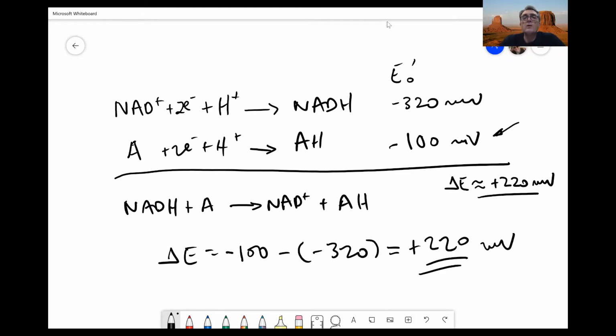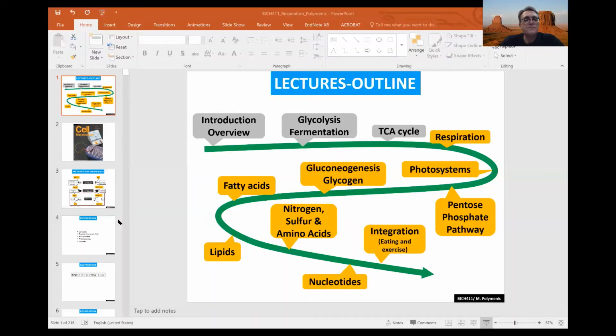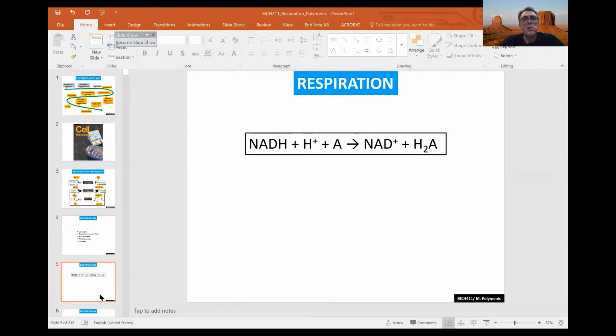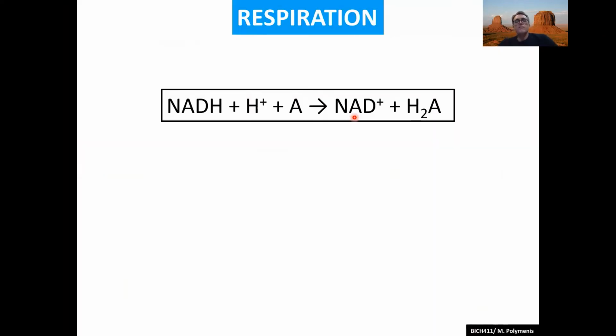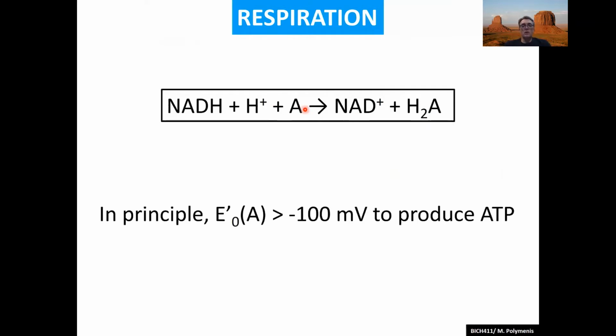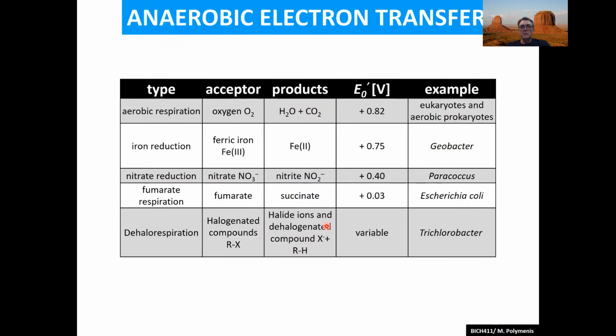So let's go back to where we were with the slides. All right, so that's the fundamental reaction. That's the acceptor. What kind of an acceptor? As I said, we need an acceptor with an E value of at least minus 100 millivolts, and there are many possibilities.